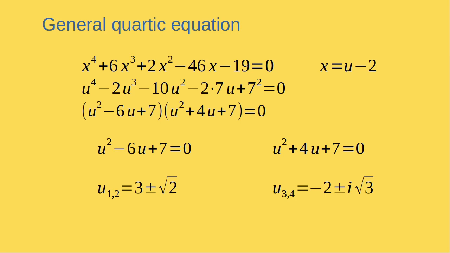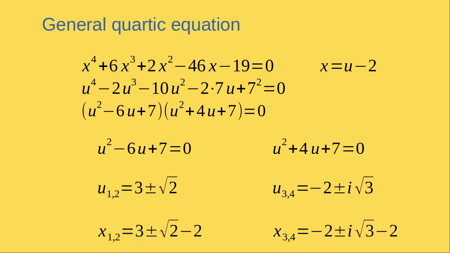Three plus minus square root of 2 for u, along with two complex solutions. Plugging these values for u into our substitution formula, for x we get the real valued solutions 1 plus minus square root of 2, together with the complex solutions minus 4 plus minus i times square root of 3. If you're only interested in real solutions, then just forget about the complex stuff. In that case, the equation has only the two solutions 1 plus minus square root of 2.